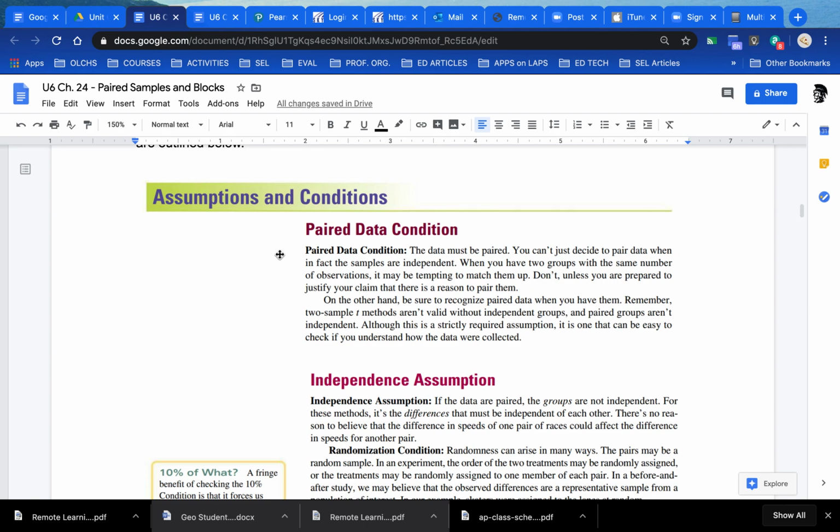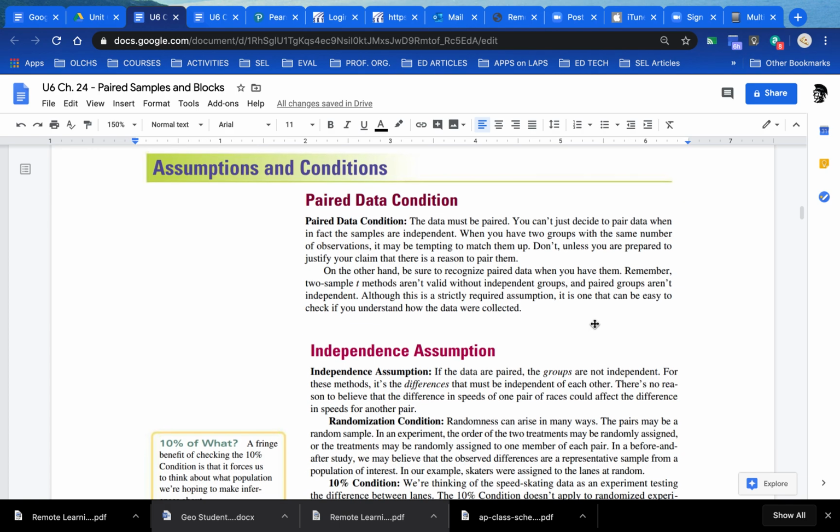Basically, you'd want to say this data is paired. So that's pretty easy to write out and explain. And again, you can't just assume they are. You have to think about the situation. And in this case, it's pretty obvious.